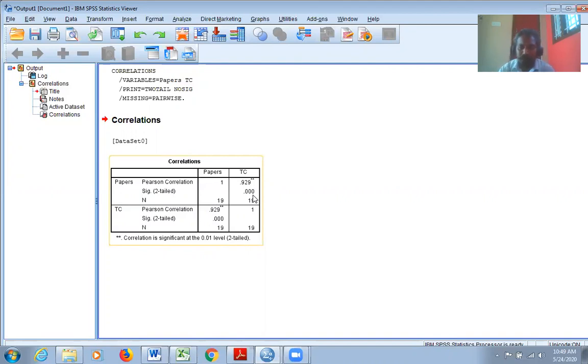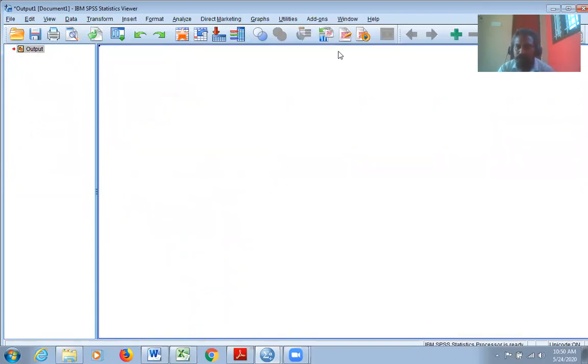So if you are trying to prove the hypothesis, you can say that the null hypothesis is rejected and the alternative hypothesis accepted. That is, there is a correlation between number of papers published and the total citations received by them. Fine. So same concept, same results are repeated here. So this is a simple way of checking the existence of linear relationship between two variables. Fine. So let me try the other one also.